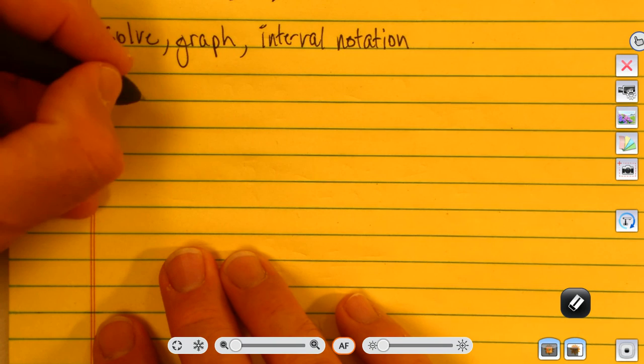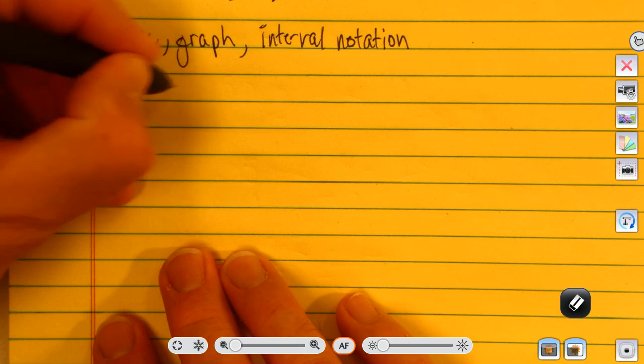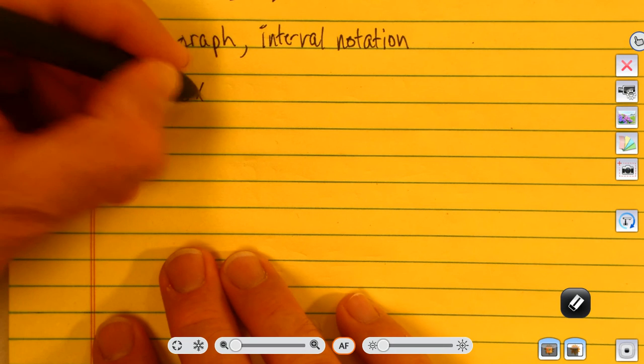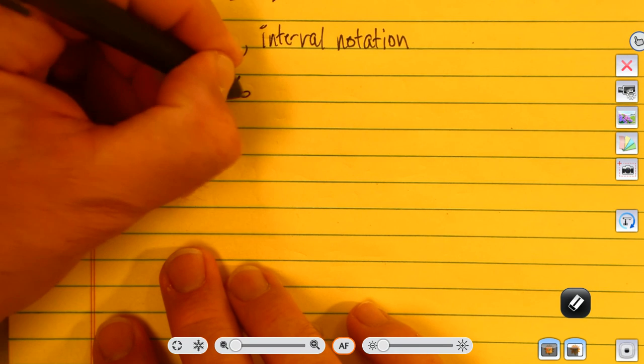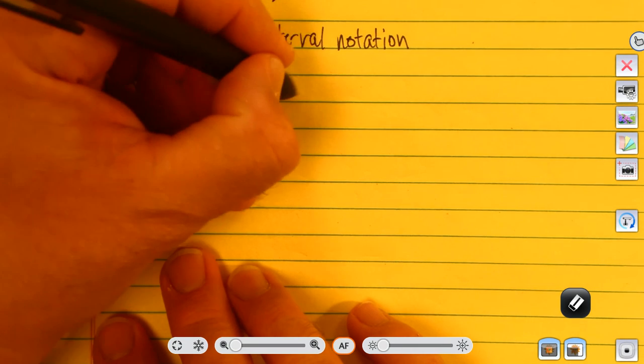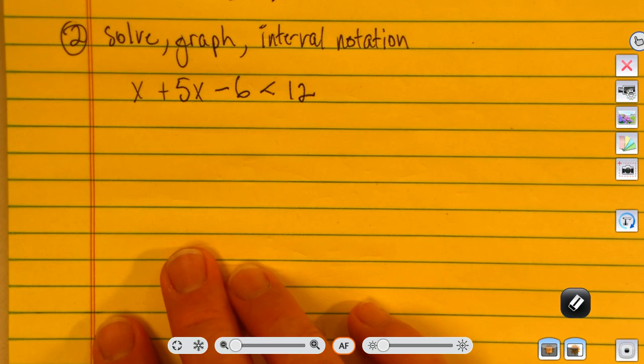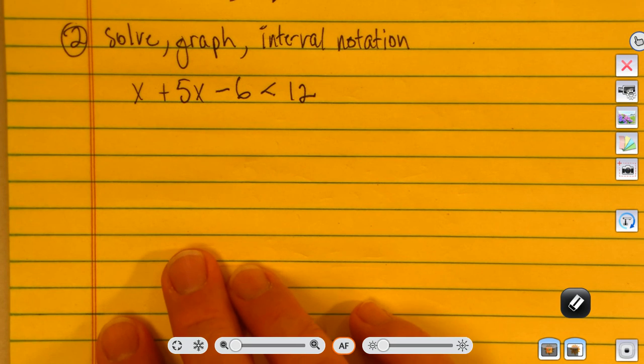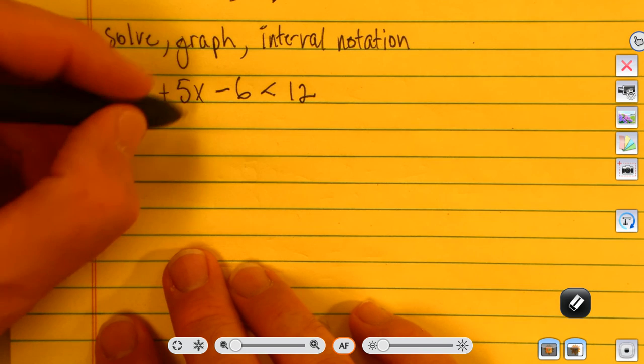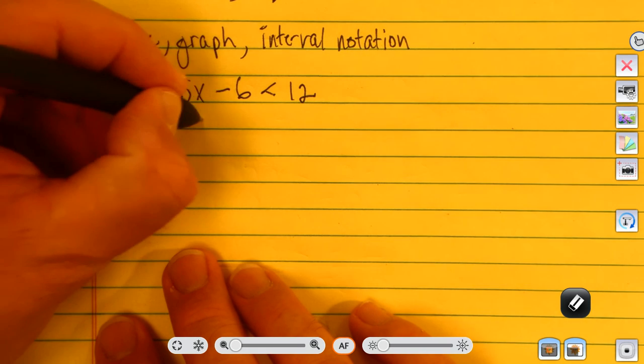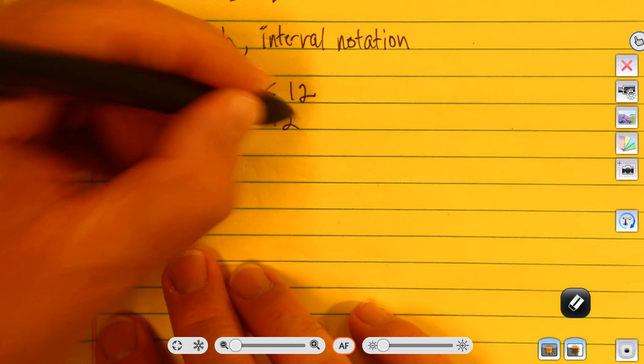The problem is x plus 5x minus 6 is less than 12. Step 1, what's the first thing we do? Yeah, combine like terms. x and 5x, 6x minus 6 is less than 12.